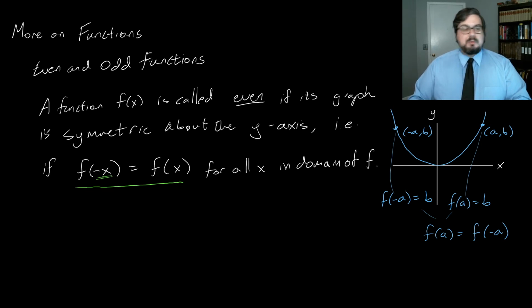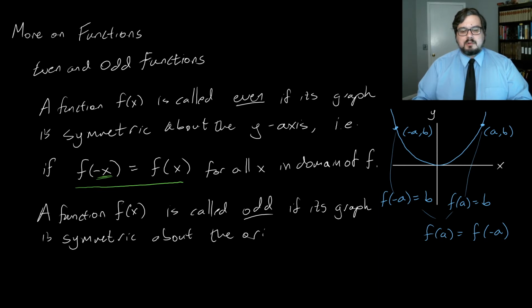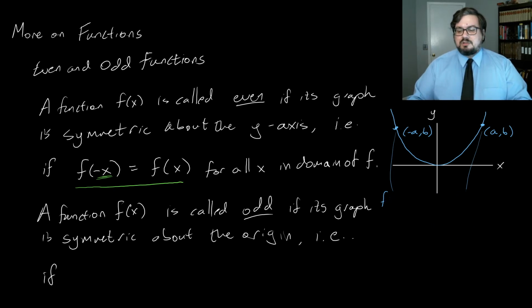Now, an odd function will be symmetric not around an axis, but around the origin. A function f of x is called odd if its graph is symmetric about the origin, i.e., if, and again, we want an algebraic description of what's going on here. So let's look at an example.